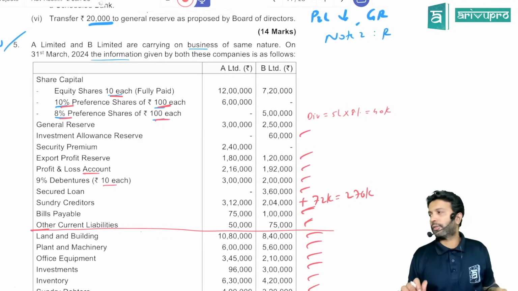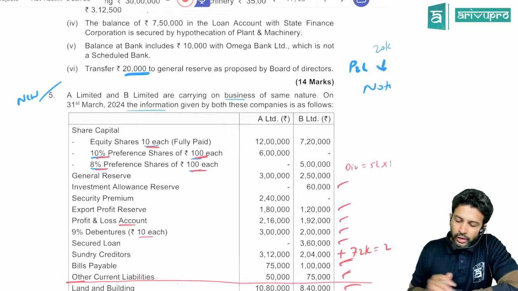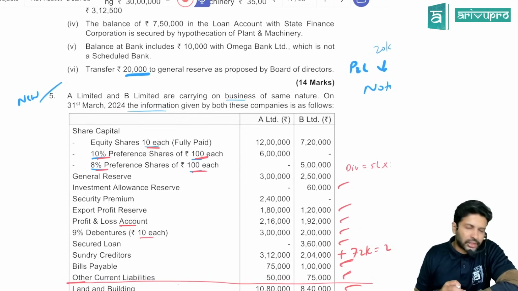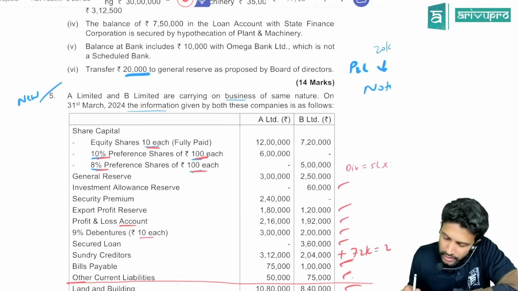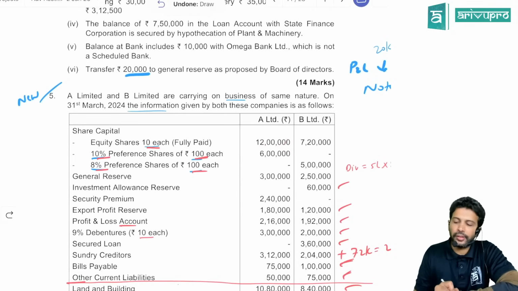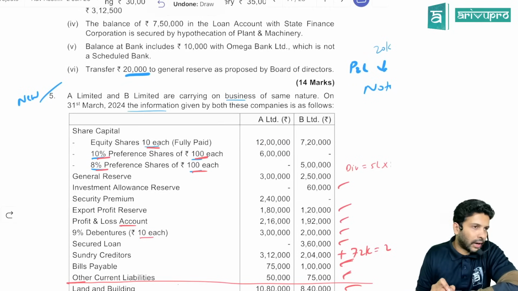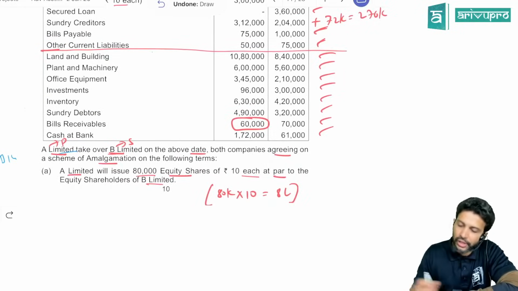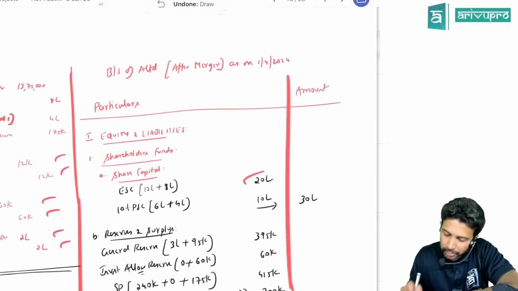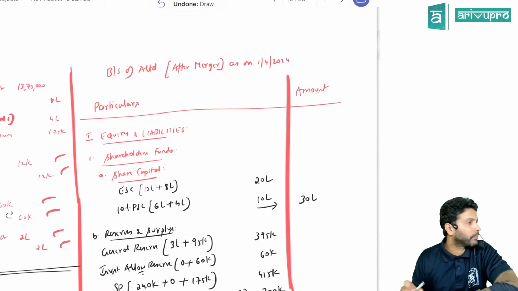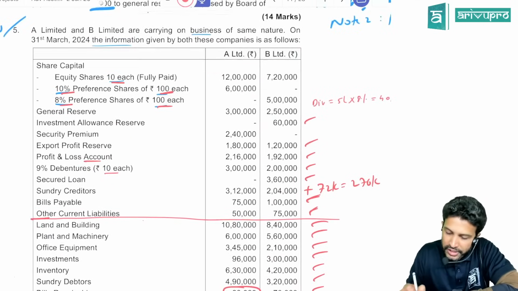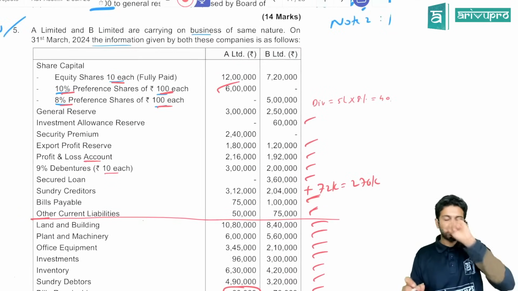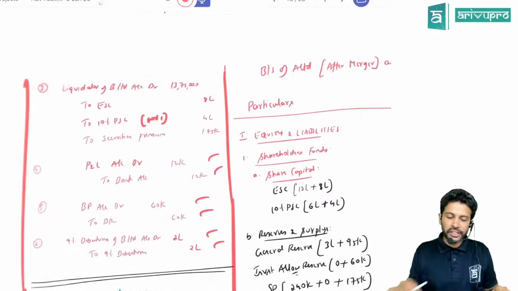Now, take your calculator. If you want, we can confirm. After the merger method, what will be the balance sheet is what they've asked. How much is the equity share capital of A Limited? 12 lakh. Now, can you add 7,20,000? No. You issued new equity shares worth how much? 8 lakh. That means equity share capital will become 20 lakhs. Any problem? No. Next, what was the preference share capital of A Limited? 6 lakh.